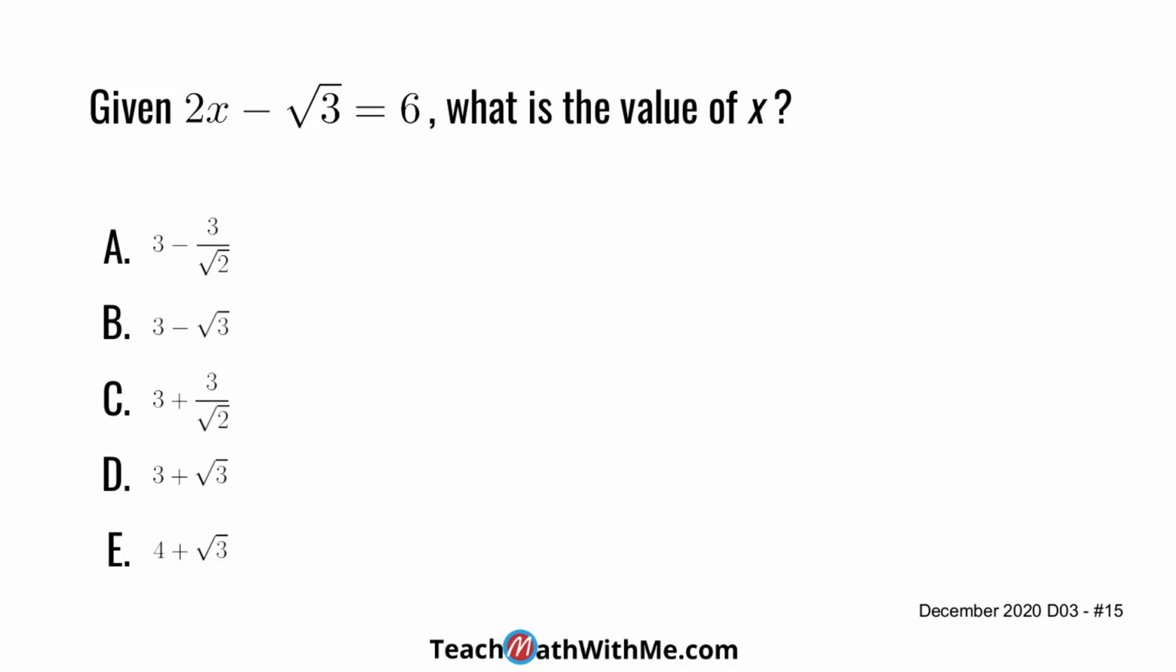Practice ACT math question from the December 2020 test, and it's question number 15. It says, given that 2x minus the square root of 3 equals 6, what is the value of x? So basically we have an algebraic expression because we have this x term, and we need to simplify and solve for x. So we have 2x minus the square root of 3 equals 6.